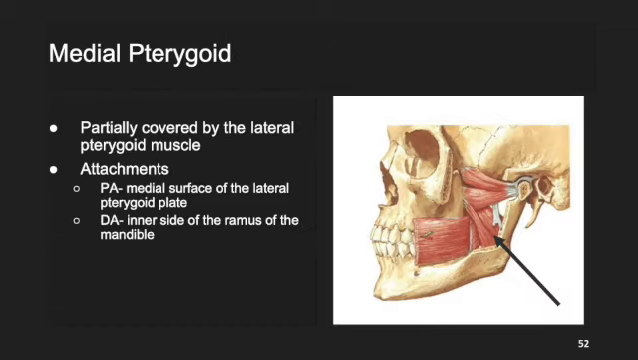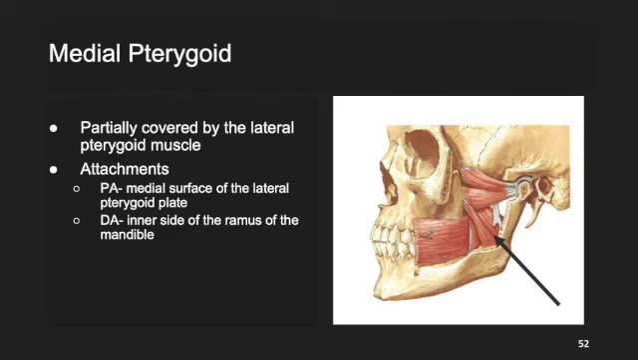So taking a look now at the medial pterygoid. This one's going to be partially covered by lateral pterygoid. It's going to have an attachment site at the medial surface of the lateral pterygoid plate. It's also going to have an attachment site at the inner side of the ramus of the mandible. Definitely remember that one. It's not attaching to the outside of the mandible.